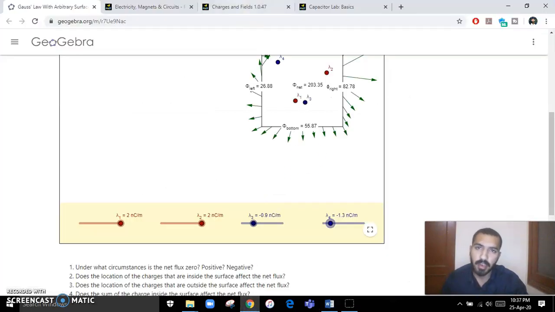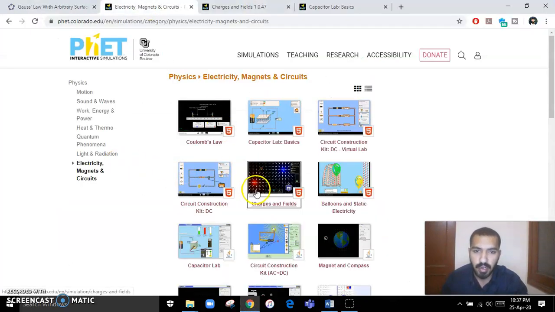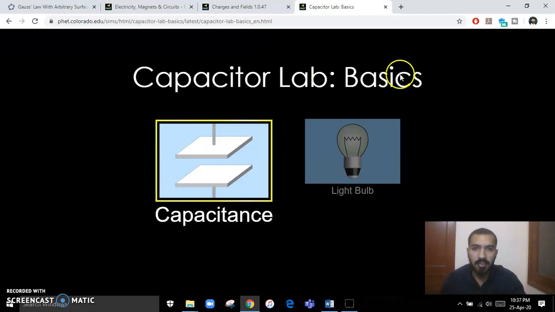And you can visualize it by using this PhET simulation, Capacitor Lab: Basics. You have to open this Capacitor Lab: Basics. It will run on this simulator online. Capacitor Lab: Basics looks just like this.